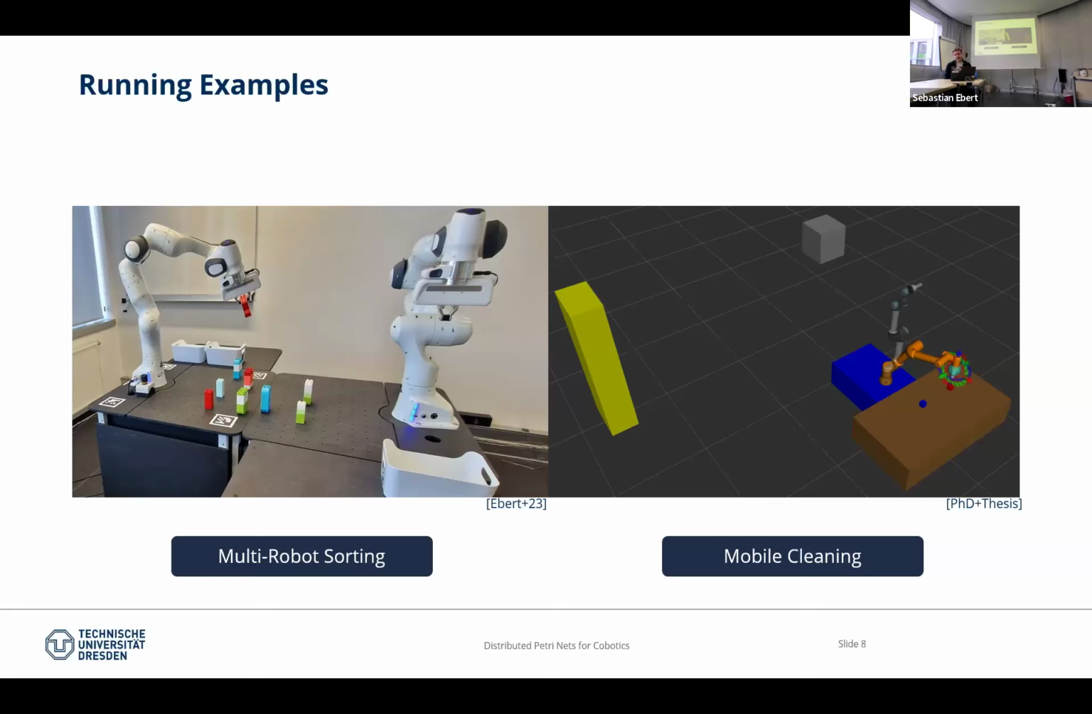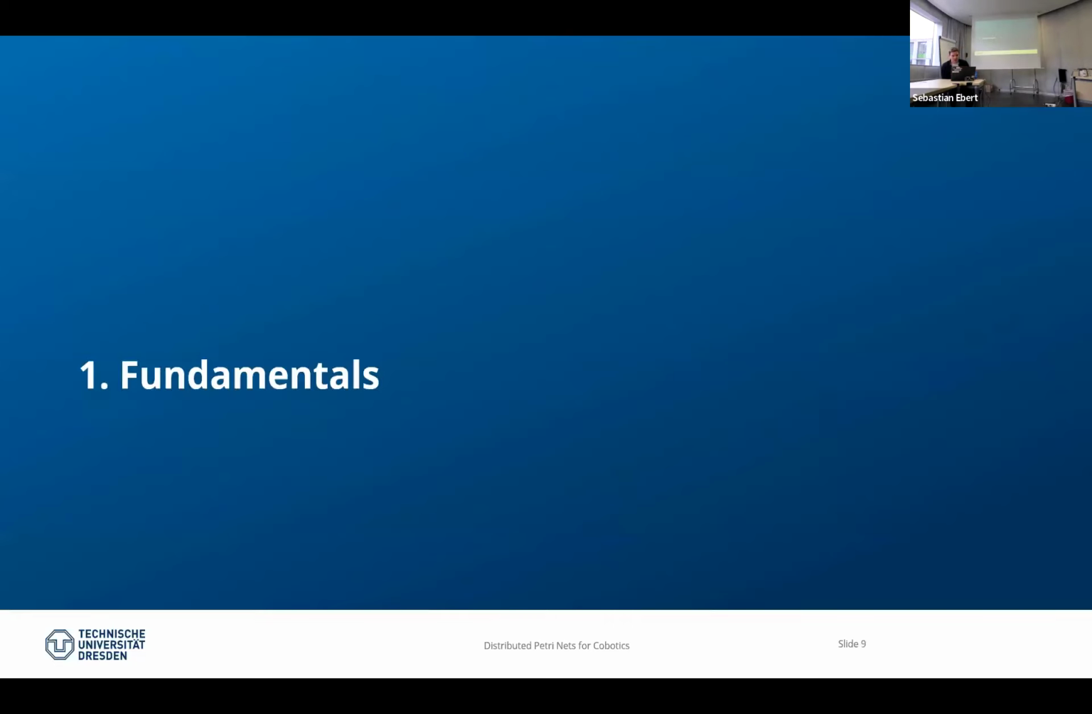Okay, so that's the story. That's what we are following today. But before we dig into it, we of course need to get a glance of what fundamentals we are using. The first one, as promised, are Petri nets.